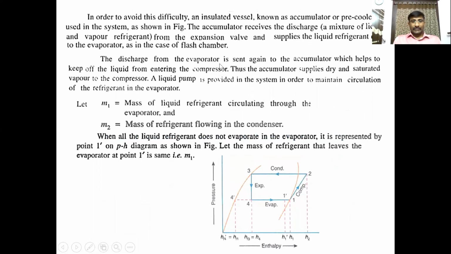The discharge from the evaporator is sent again to the accumulator, which helps to keep off the liquid from entering the compressor. What it does is keep the liquid from entering the compressor. Thus the accumulator supplies dry and saturated vapor to the compressor. The liquid pump is provided in the system in order to maintain the circulation of the refrigerant in the evaporator. To maintain the flow, a liquid pump has to be used in the evaporator.